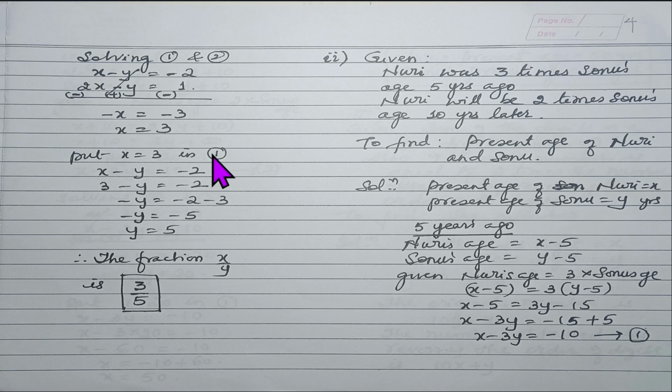Now put x is equal to 3 in equation 1, x minus y equal to minus 2. 3 minus y equal to minus 2, minus y is equal to, taking 3 to the right, minus 2 minus 3, minus y is equal to minus 5, and y is equal to 5. Therefore the value of x is 3, y is 5. Therefore what we have assumed, the fraction x by y, is 3 by 5.